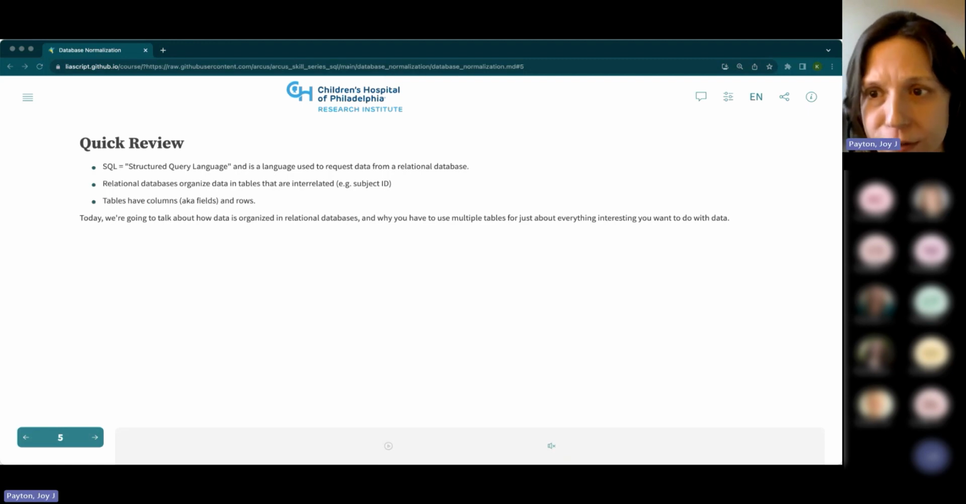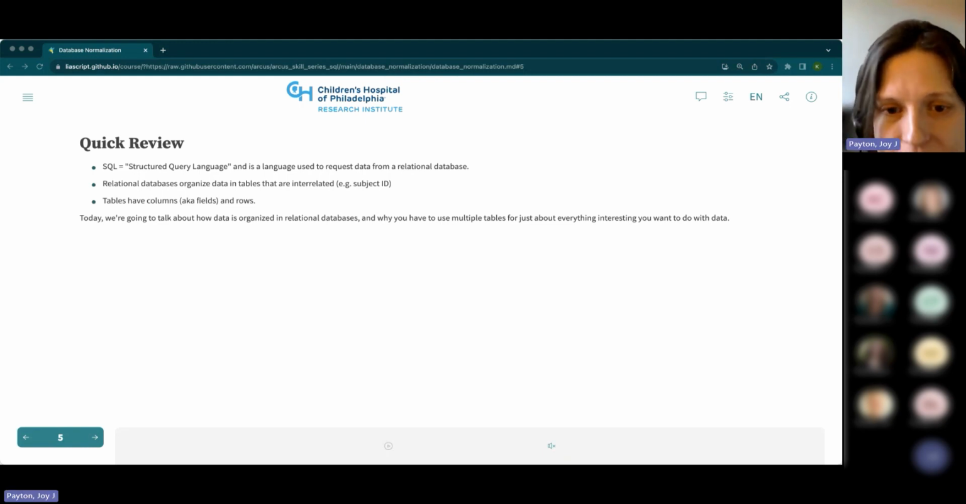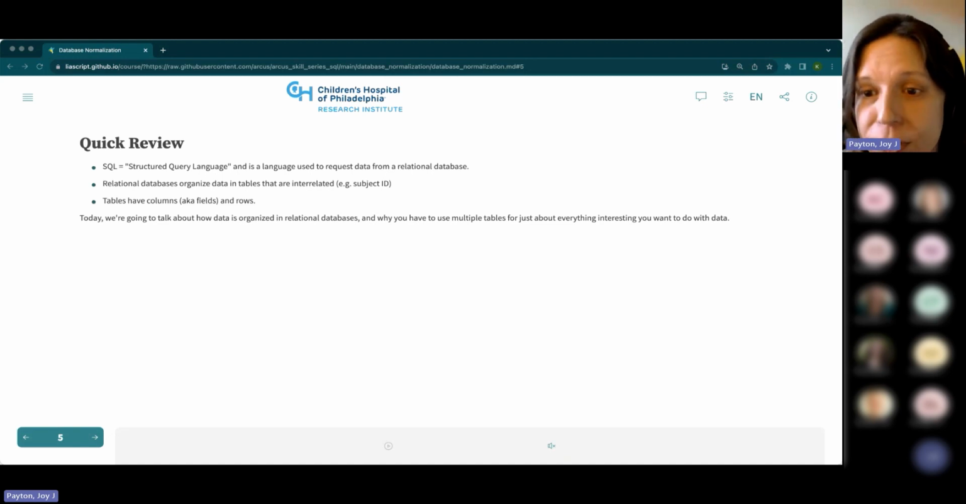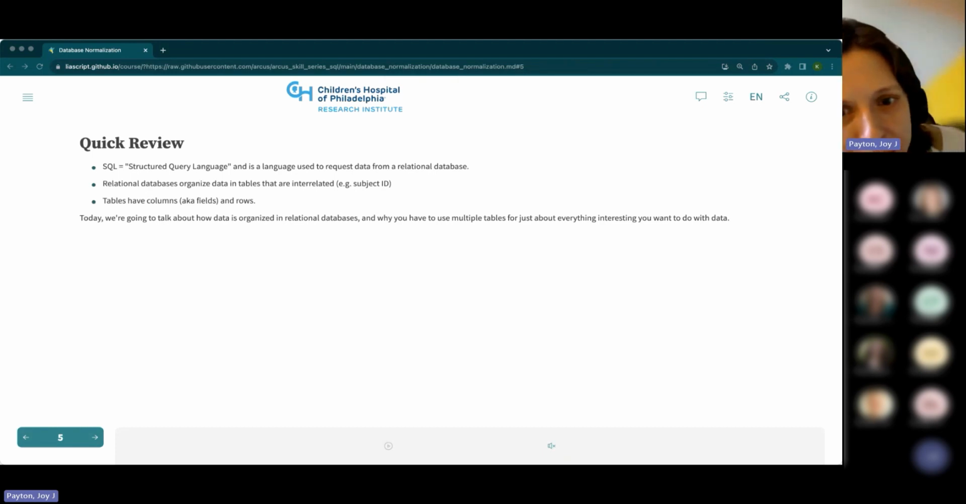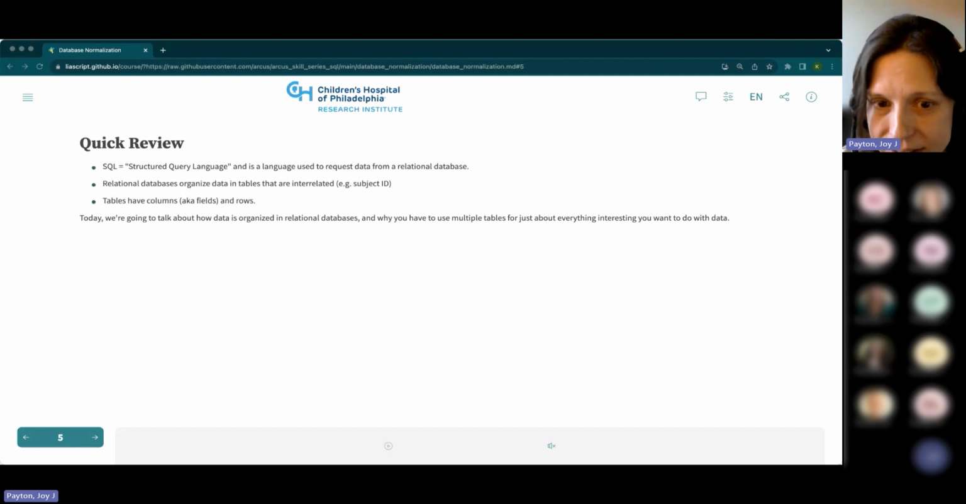But in terms of review, I want to hit on a few important things that we talked about in the last topic. First, SQL, you can say it using the letters or by the word SQL. That stands for Structured Query Language, and it is a language used to request data, to make queries, from a relational database. And so that brings us to the question, what is a relational database?